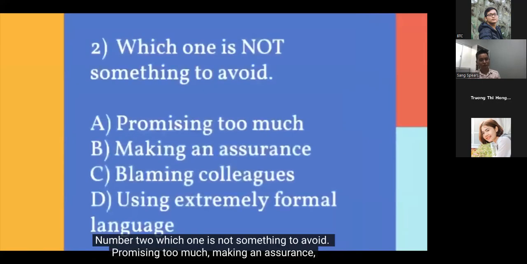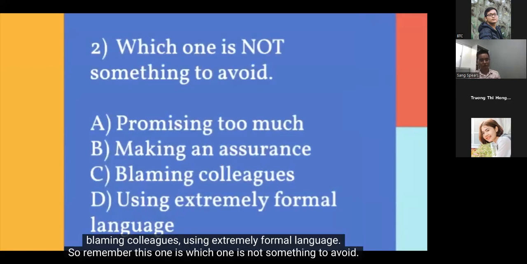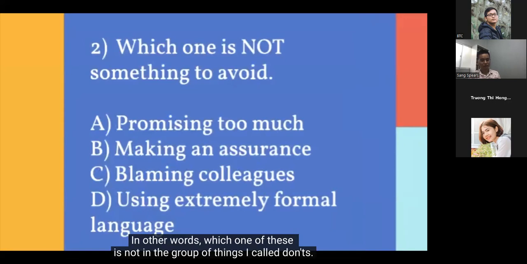Number two, which one is not something to avoid? Promising too much, making an assurance, blaming colleagues, using extremely formal language. So remember, this one is which one is not something to avoid. In other words, which one of these is not in the group of things I called don'ts.